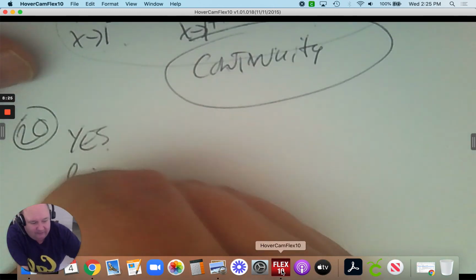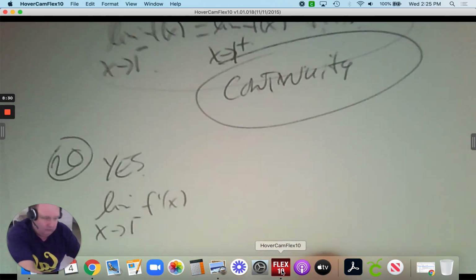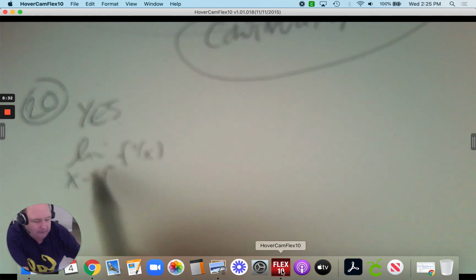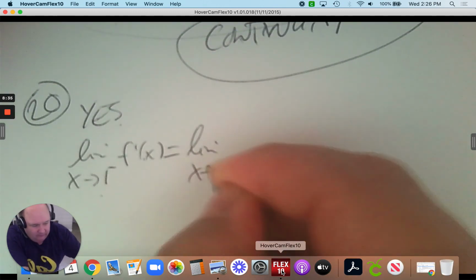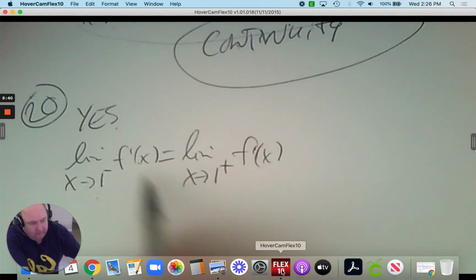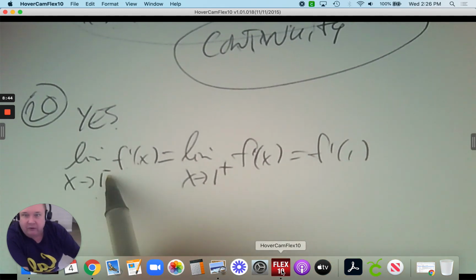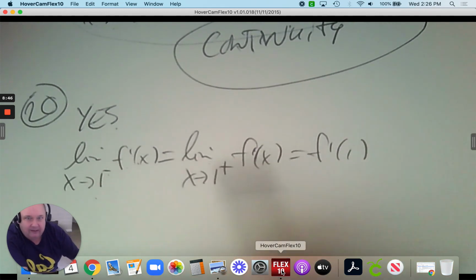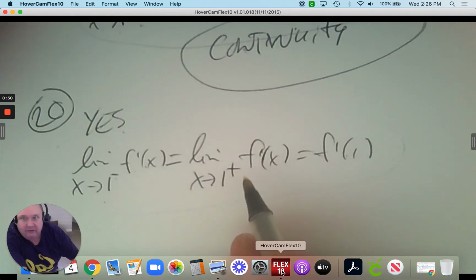And it's the same idea, that the derivative, this time, not f at x, there it is. So the derivative from the left is equal to the derivative from the right, and it's equal to the derivative at 1. So you can see from the left, from the right, and the actual value of the derivative, all of that equals, and that means yes, it's differentiable.